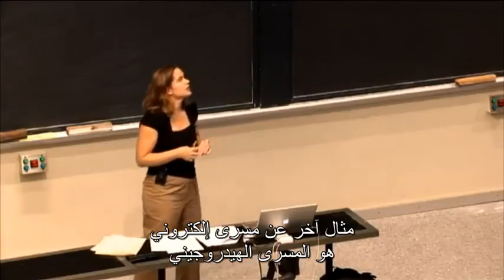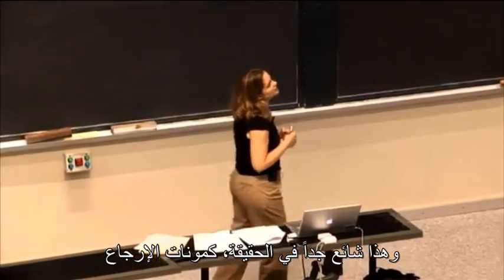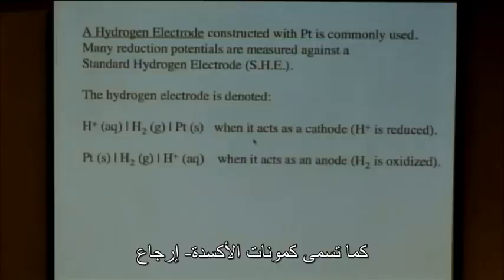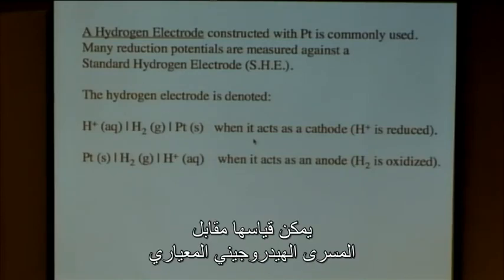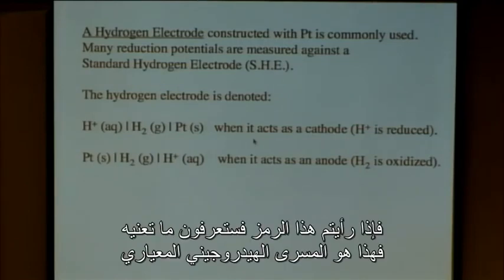Another example of an electrode is a hydrogen electrode. And this is very common. In fact, most potentials, standard reduction potentials, or as they're also known, oxidation reduction potentials, are measured against a standard hydrogen electrode, and it'll be abbreviated SHE. And so if you see that was measured against SHE, you will now know what that means. So that's a standard hydrogen electrode.